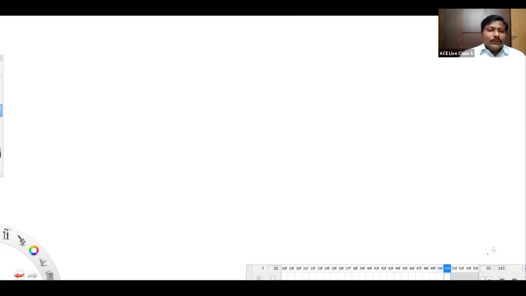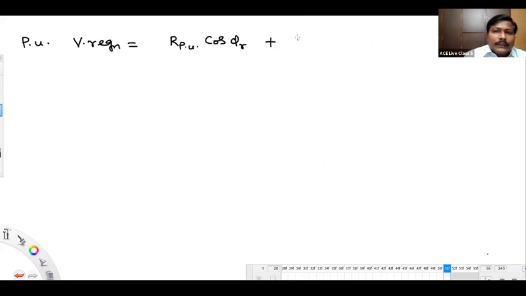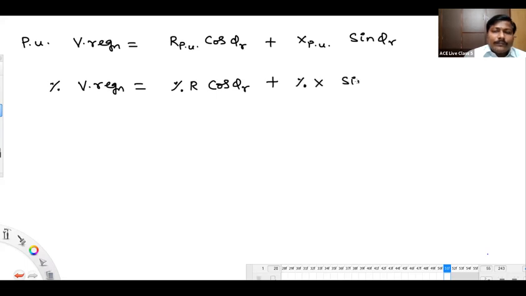So you can say per unit voltage regulation is equal to R per unit into cos phi r plus X per unit into sin phi r. And if you want to get that percentage, you can write percentage R cos phi r plus percentage X into sin phi r.